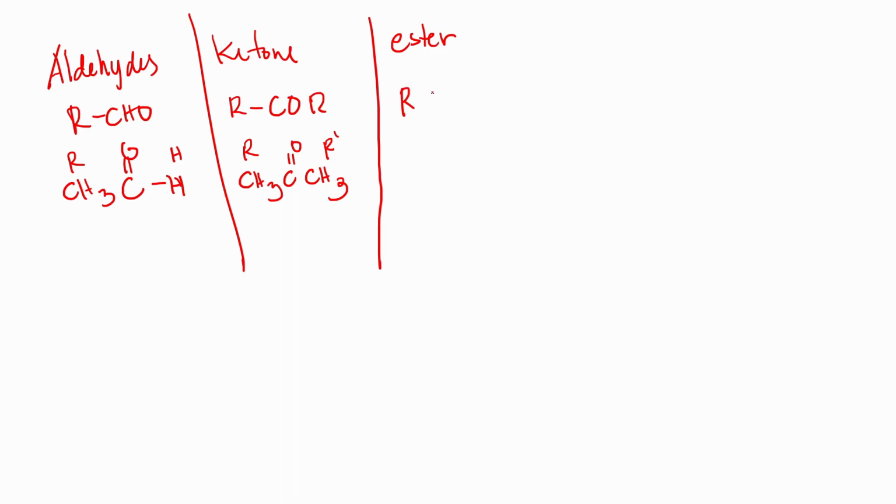Let's have our ester. Ester is R, C, O, O, R. CH3, which is our R, C double bond O. You need another O. Then you have your R again. This is your ester. R, C, O, O, R. So please don't confuse our ketone with our ester.